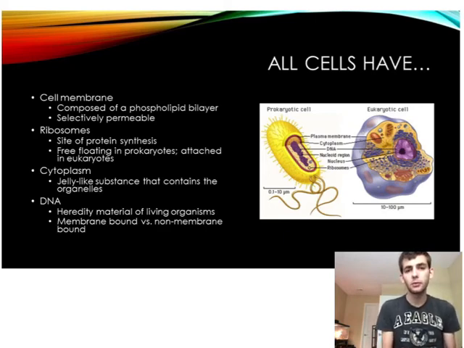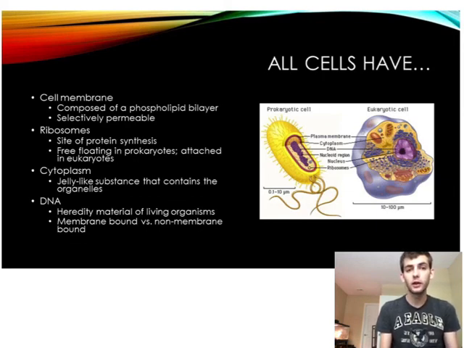We're going to talk about that a little bit more in detail, but just make sure that you can describe that a cell membrane is composed of that. And also, these cell membranes are selectively permeable. And what that means is that they can choose what enters and exits the cell, which is really important. All cells are going to have ribosomes because this is the site of protein synthesis, meaning where all the proteins are going to be made.